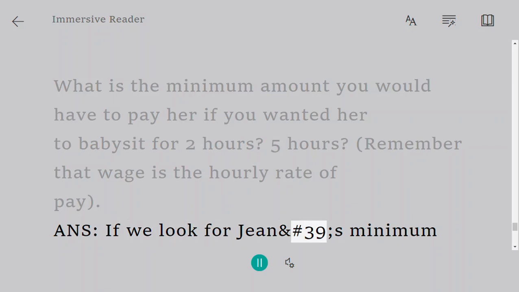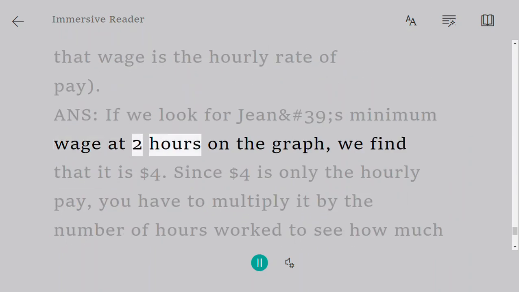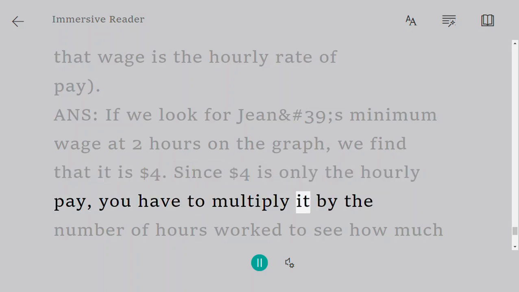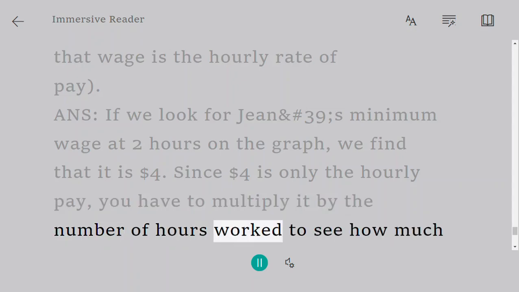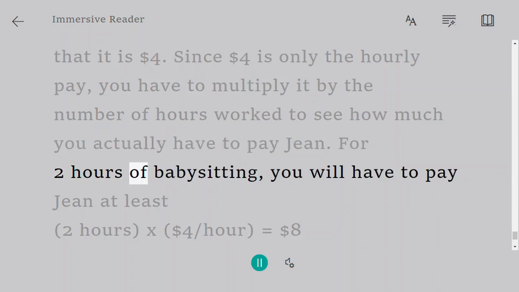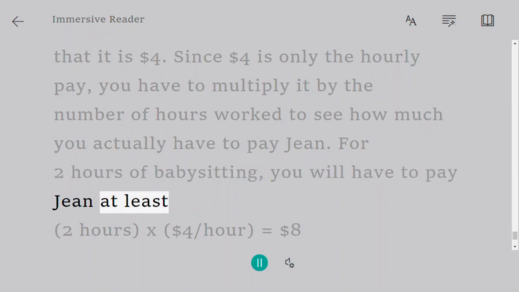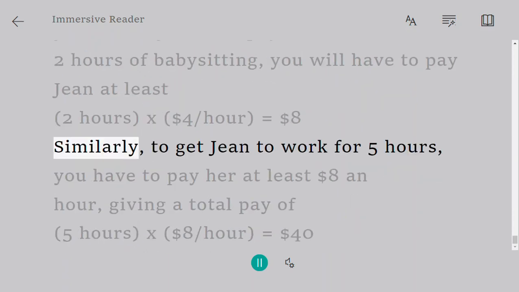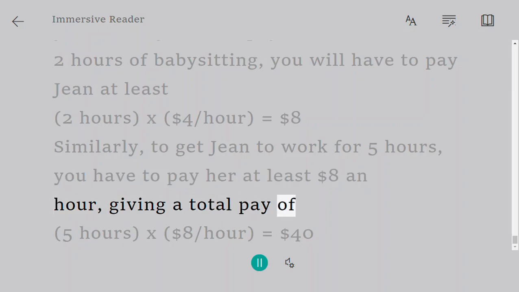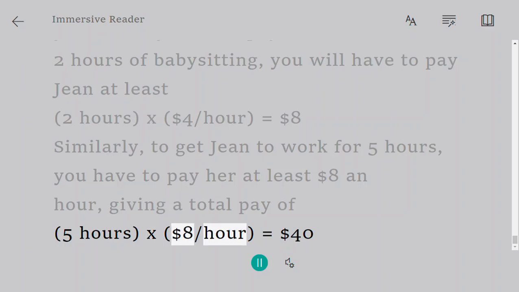Answer: if we look for Jean's minimum wage at 2 hours on the graph, we find that it is $4. Since $4 is only the hourly pay, you have to multiply it by the number of hours worked to see how much you actually have to pay Jean. For 2 hours of babysitting, you will have to pay Jean at least 2 hours × $4 per hour, equals $8. Similarly, to get Jean to work for 5 hours, you have to pay her at least $8 an hour, giving a total pay of 5 hours × $8 per hour, equals $40.